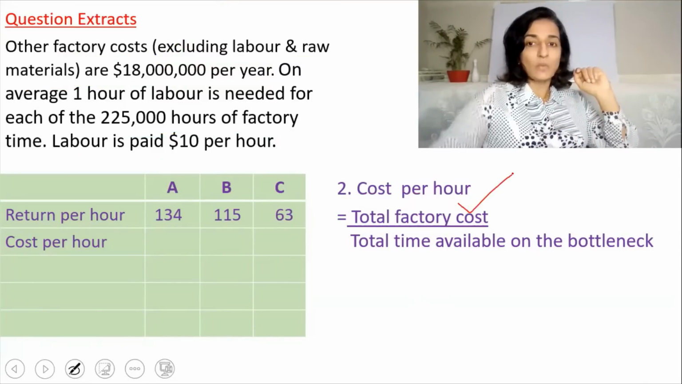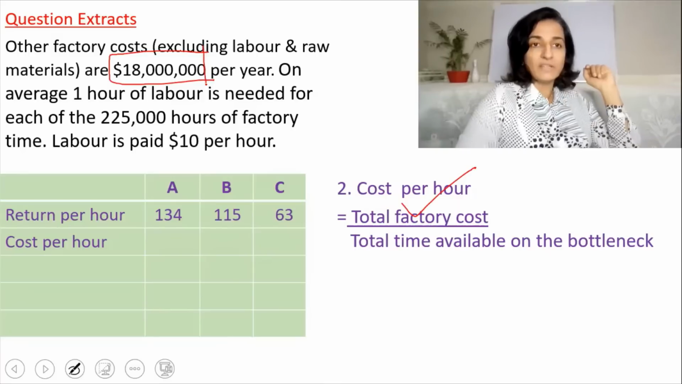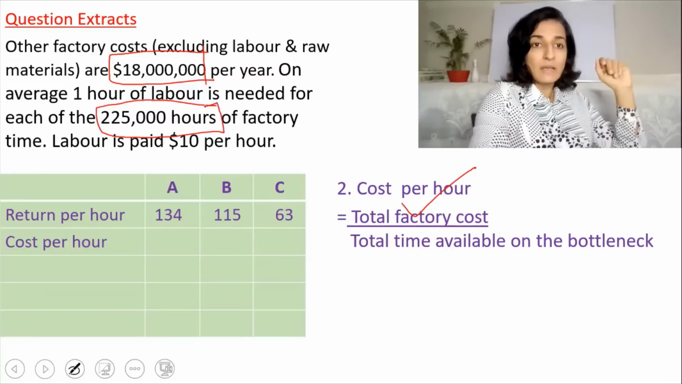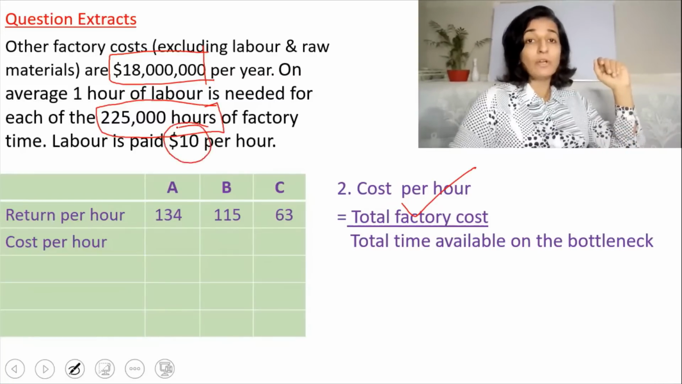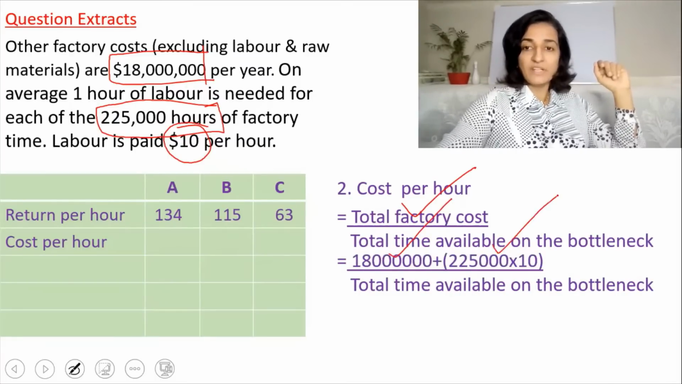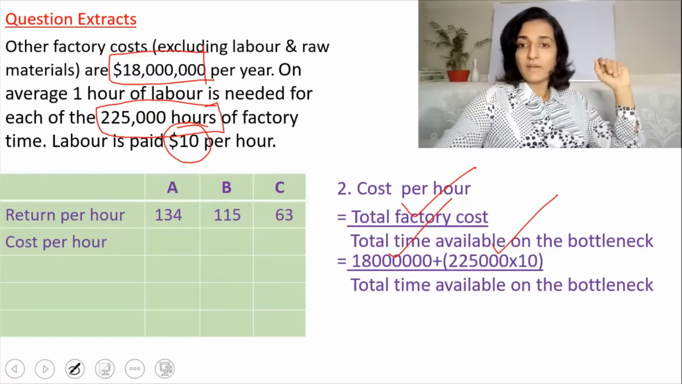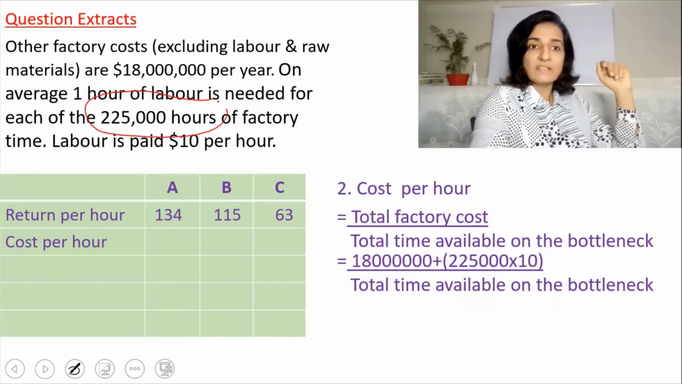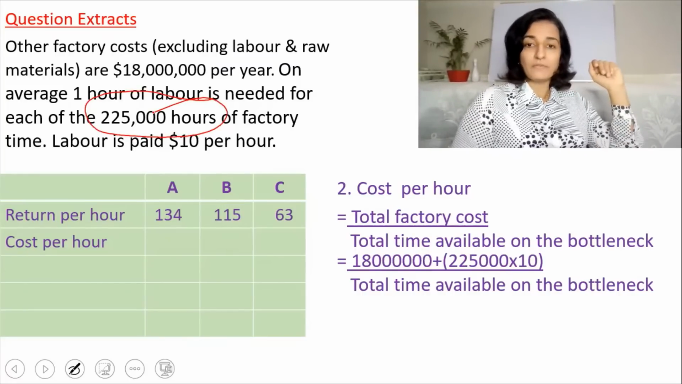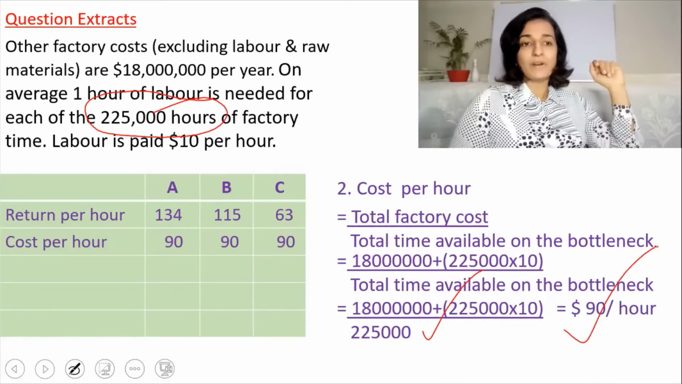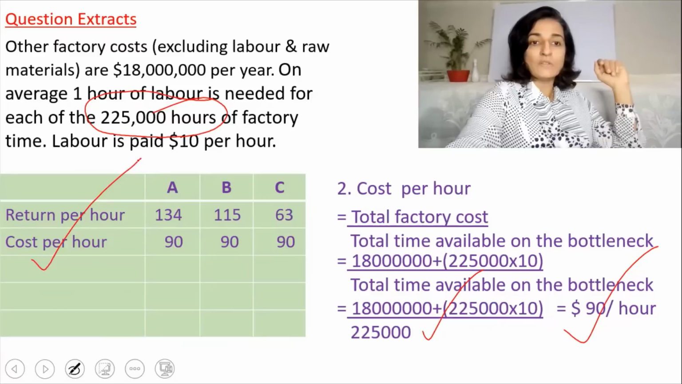So total factory cost will be 18 million, which is given in the question, plus the direct labor cost, that is 225,000 hours multiplied by the direct labor rate of $10 per hour. So the numerator will be 18 million plus 225,000 into 10 divided by the total time available on the bottleneck. The total time available on the bottleneck is again given in the question as 225,000 hours. So we substitute that figure in the denominator too, and we finally get the cost per hour as $90 per hour. So we write the cost per hour also in our table.